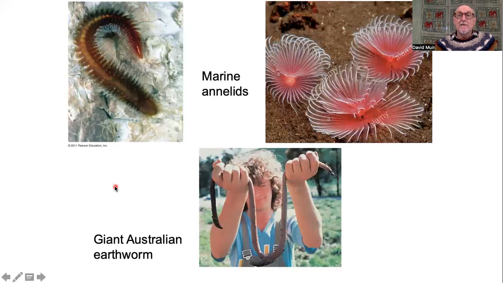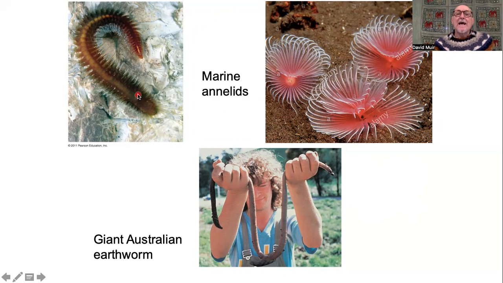So we'll just have a look. The marine annelids are a very important marine group and extremely diverse. This is the one form that you see very, very commonly. You can see all the repeating segments down there like that. And on each of the segments, there are specialized locomotory organs called the parapodia.